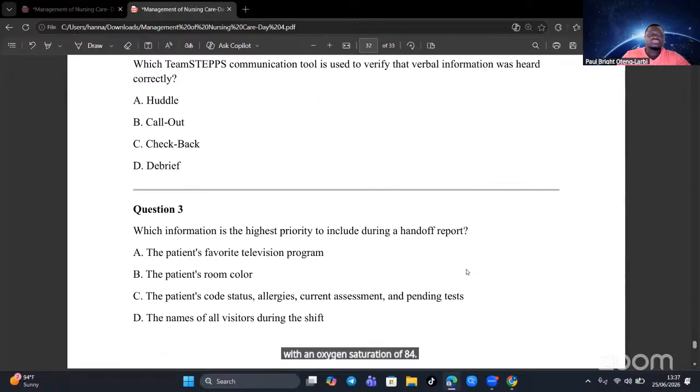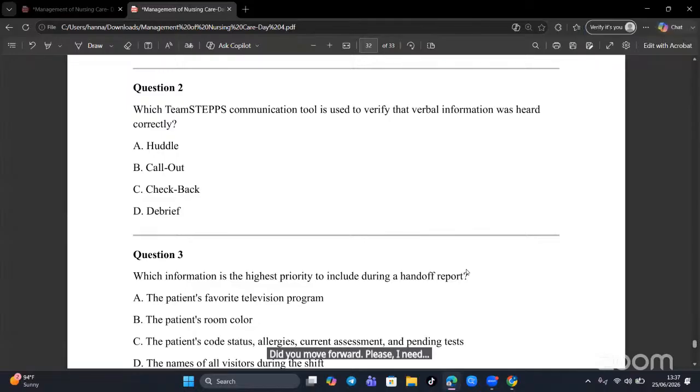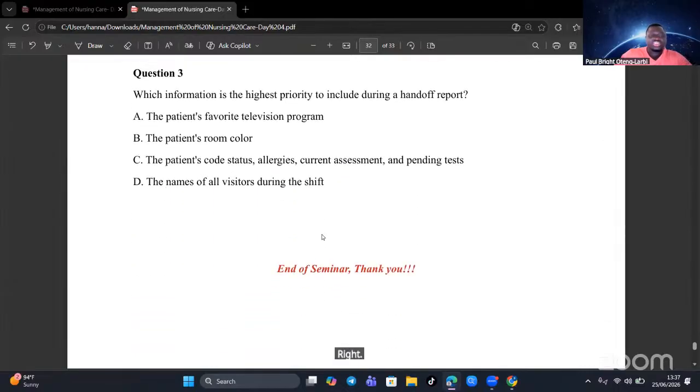Right. Question number 2. Which TeamSTEPPS communication tool is used to verify that verbal information was heard correctly? Yes, TeamSTEPPS. Check back. See, check back. Check back. Good.